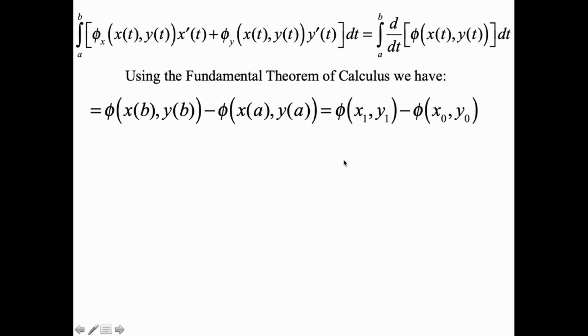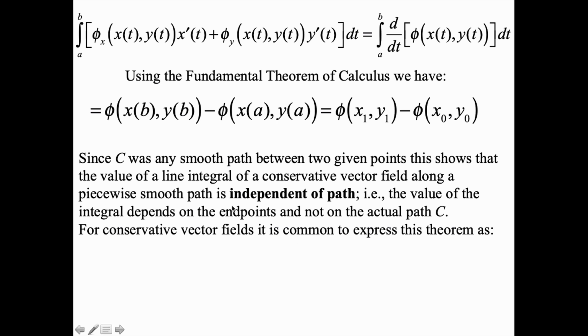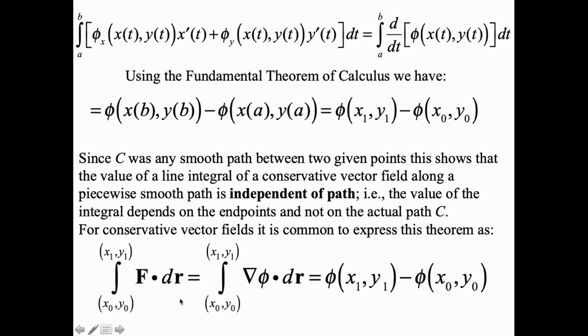So we have established a nice shortcut. We've proved how we could use this shortcut only when you have a conservative vector field and you're evaluating line integrals in a conservative vector field. And remember the power of this theorem. Since C was any smooth path between two given points, as the theorem said initially, it was any path, any curve C. This really does show us that the value of the line integral of a conservative vector field along a piecewise smooth path is what we say to be independent of path. That means the value of the integral doesn't depend on the actual path that you're going along, but it depends on the endpoints. So for conservative vector fields, it's common to express this theorem looking like this. Okay? So you have the initial point, terminal point, you just plug them in and subtract.